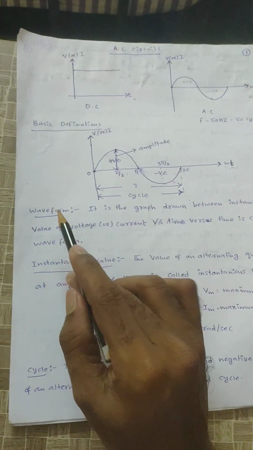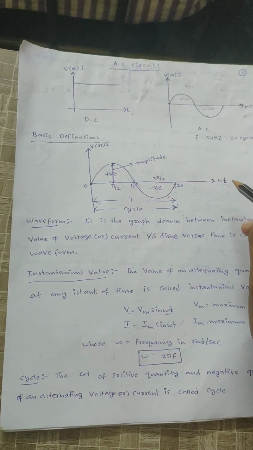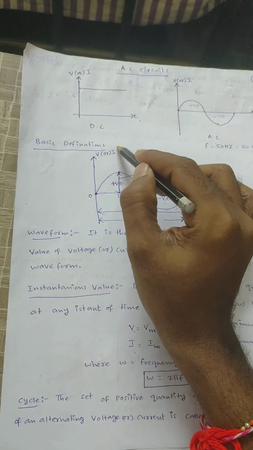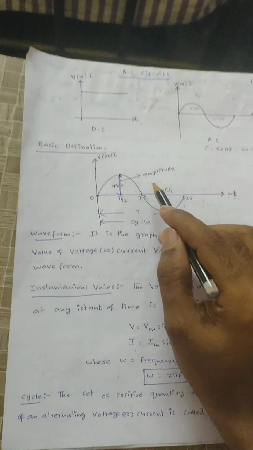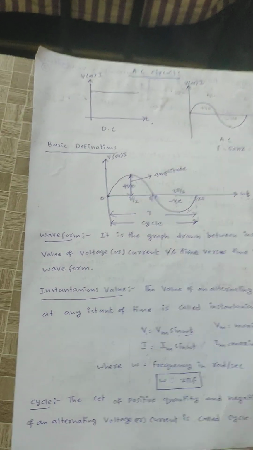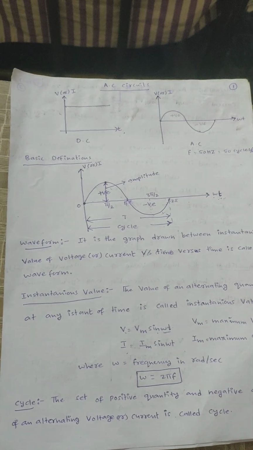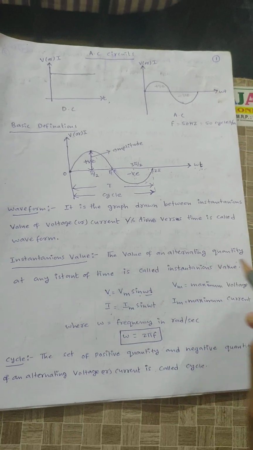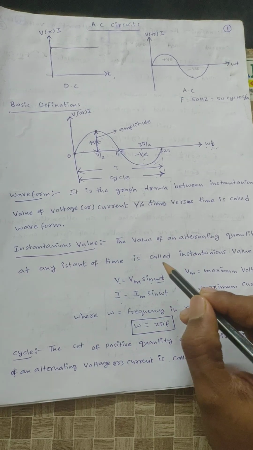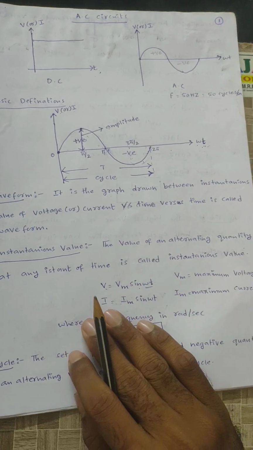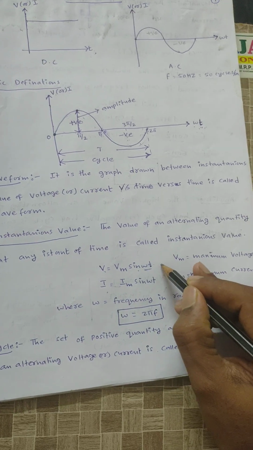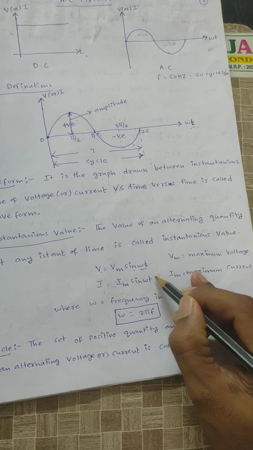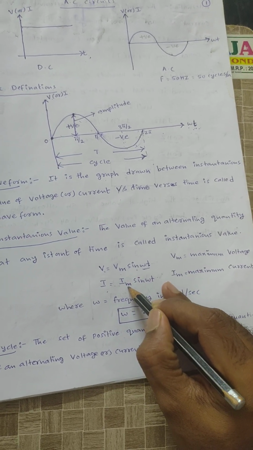Now the first definition is waveform. This is the waveform, right? It is the graph drawn between the instantaneous value of voltage or current versus time. Sir, what is meant by instantaneous value? The instantaneous value is the value of an alternating quantity at any instant of time. The representation of instantaneous value is v equals Vm sin omega t, and current i equals Im sin omega t, where Vm is the maximum voltage and Im is the maximum current.